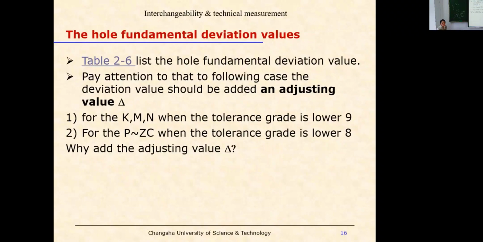What's IT6? EI 30. ES 2 plus 16. Okay. Then you see 76 plus 3.